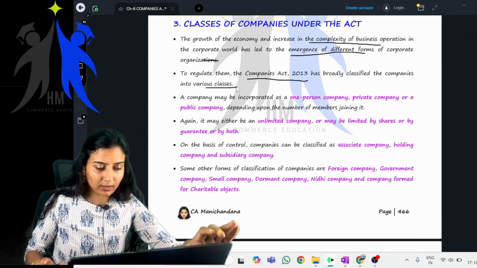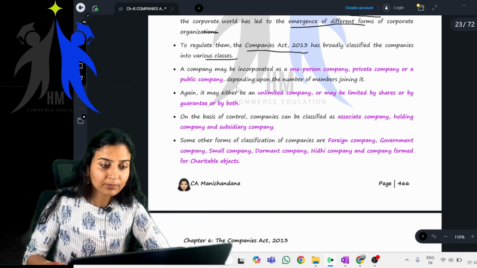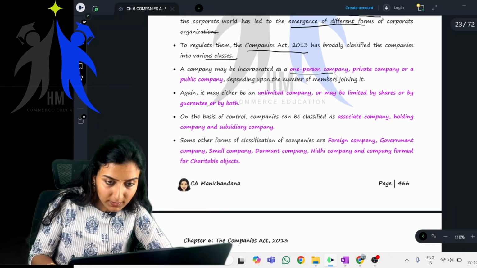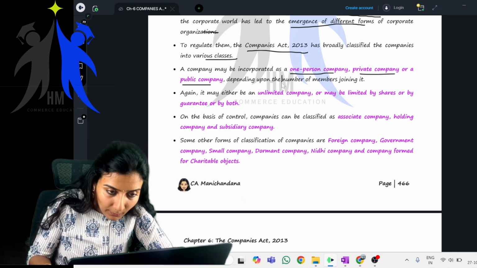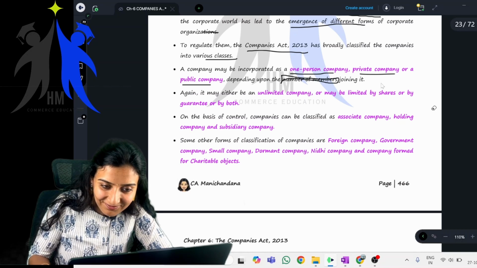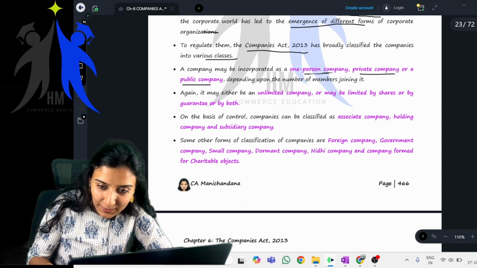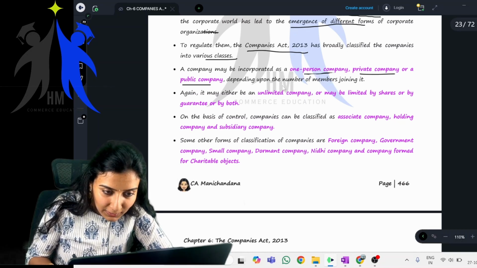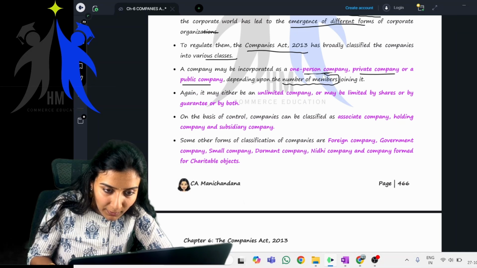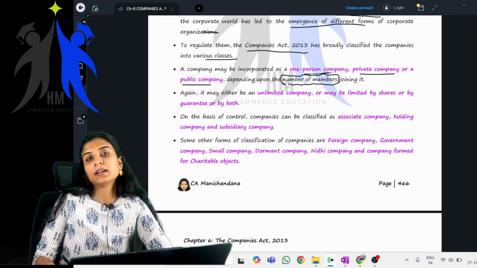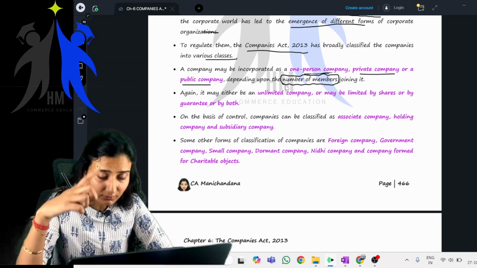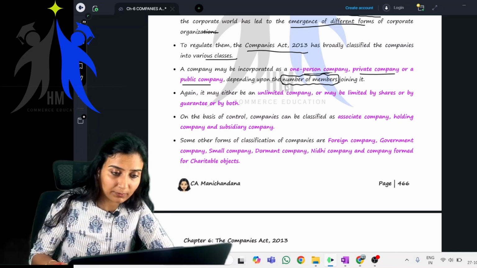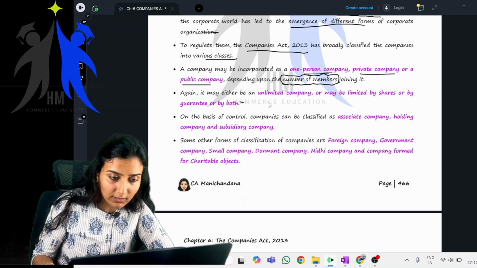Let's just read what all are there. A company may be incorporated as a one-person company, a private company, or a public company, depending upon the number of members joining it. Depending on the number of persons: one-person company, private company, and public company. Next, this is based on liability.